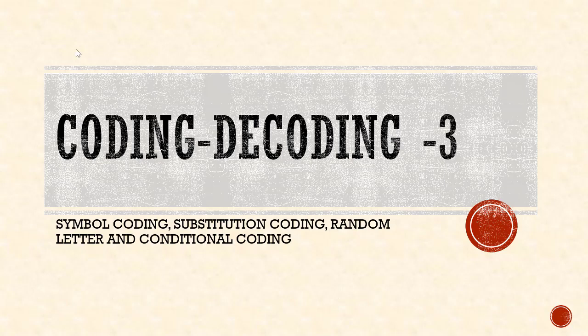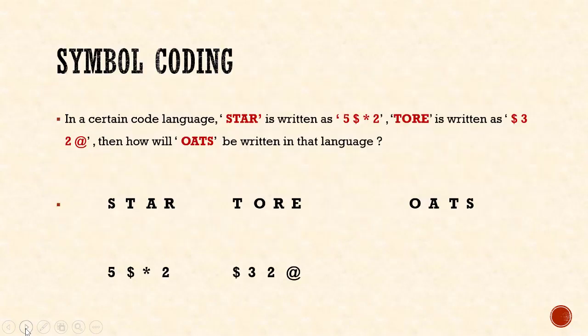Hello everyone and welcome to session 3 on coding decoding. In this session, we'll be looking at a few more variations that are being asked in coding decoding, such as symbol coding, substitution coding, random letter coding, and conditional coding. So symbol coding is very simple.